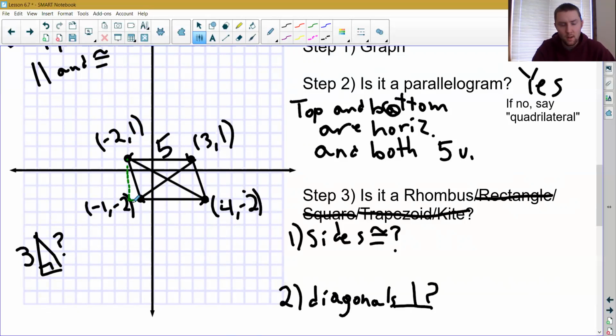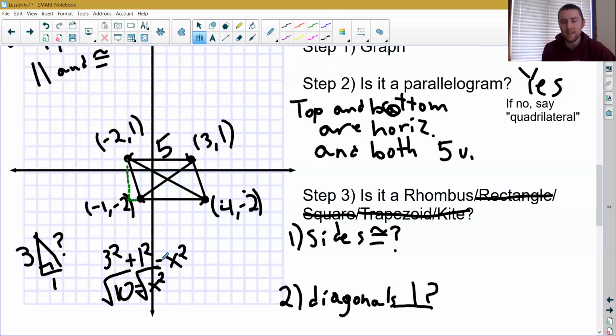And then how far is it left and right? It goes from -2 in the x to -1 in the x. How far apart are those? That's just 1. So I can use the Pythagorean theorem: 3 squared plus 1 squared equals this unknown value squared. I'll say x squared. So 3 squared is 9, 1 squared is 1, so this ends up being 10. 10 equals x squared. So what is x? What is the square root of 10?